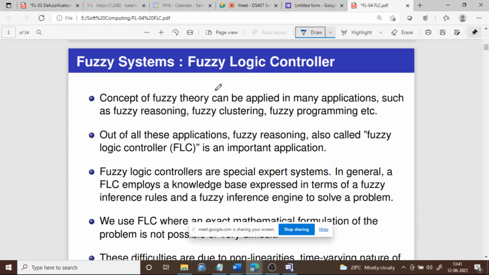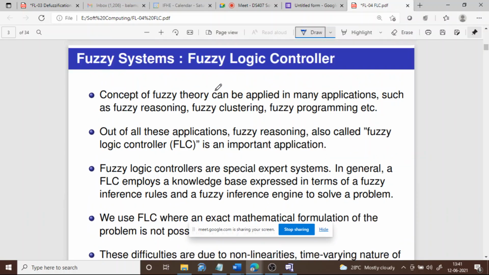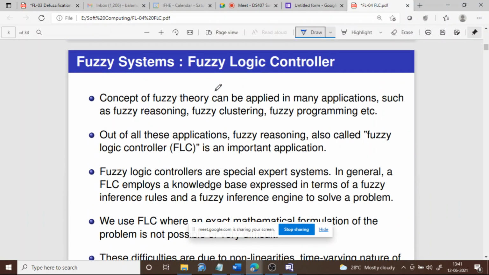The topic we will be discussing in this lecture is fuzzy controller. Basically we'll be trying to understand what the typical applications of a fuzzy system are. Fuzzy logic can be applied to many applications. It can be used for fuzzy reasoning, fuzzy clustering, fuzzy programming. Fuzzy reasoning is also called fuzzy logic controller.